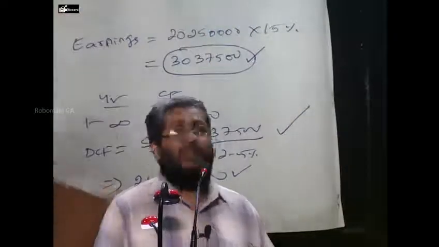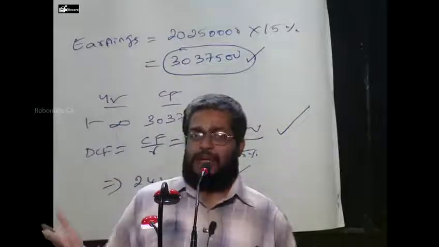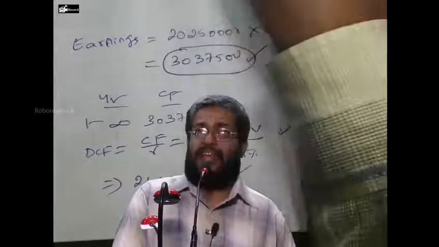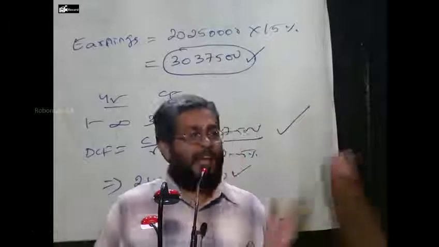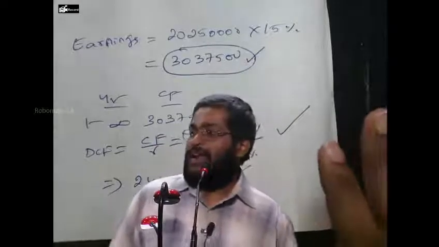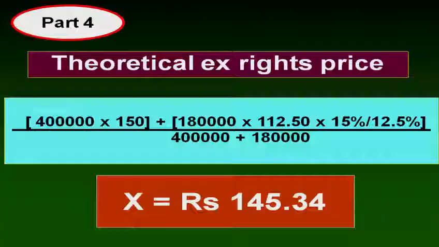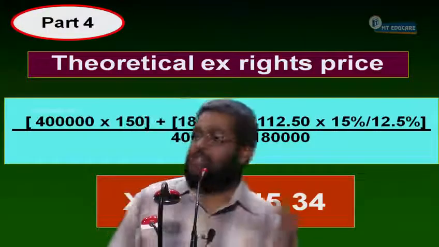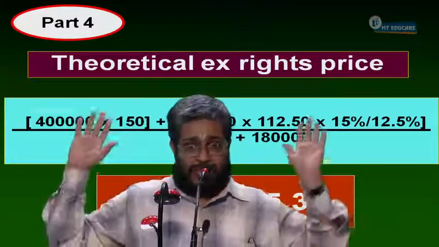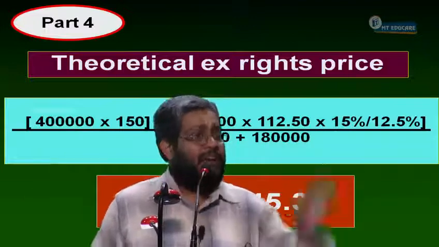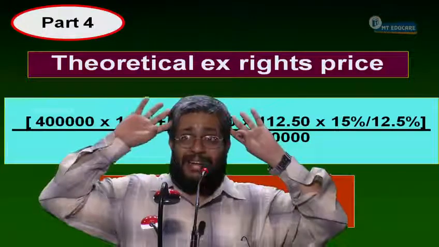Everybody following? Now, for the exam, the earlier computation is what is given in the RTP, and nothing else given in the RTP is the answer. 4 lakhs into 150 plus 1 lakh 80 into 112.5 into 15 by 12% divided by 4 lakh plus 1 lakh 80. One should know why the last problem was done that way and this problem this way. What is the relation between the last problem and the current problem? Everything needs to be understood. For only this much, elaborate discussions are made. Not problems, but really understanding the markets.